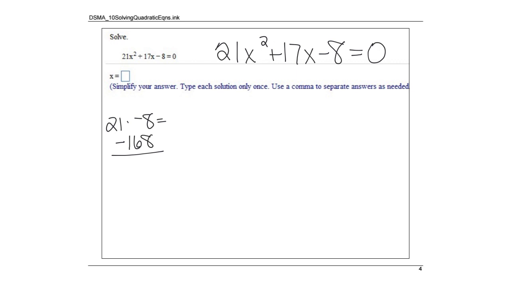So unfortunately, I'm going to have to use either the box method or the AC method. I'm going to go ahead and use the AC method. So I'm going to take 21 times negative 8. Well, that gives me a negative 168. Big number, but that's okay. We can do this. So I do know that my bigger number in the factors needs to be positive because I want a positive 17. So let's see what we've got here.